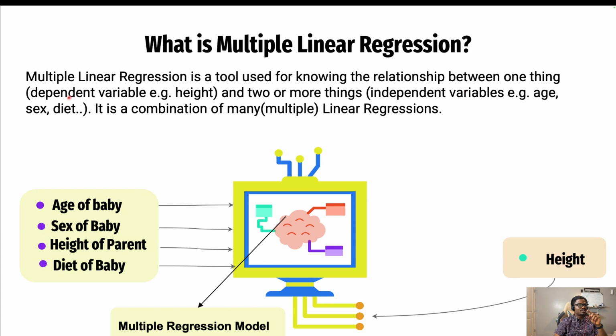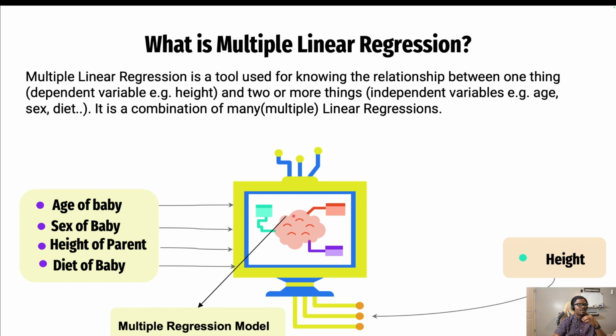So like this one is the dependent variable, that is the one that is going to change, the height, and they call the other one the independent variable, but you don't need to worry your head about that. Actually, it's not just one thing. You can get two or more things from this side, but just for simplicity's sake, let's assume one thing, which is the height, then two or more things, which are the independent variables: age, sex, diet, and so on. It is a combination of many linear regressions.